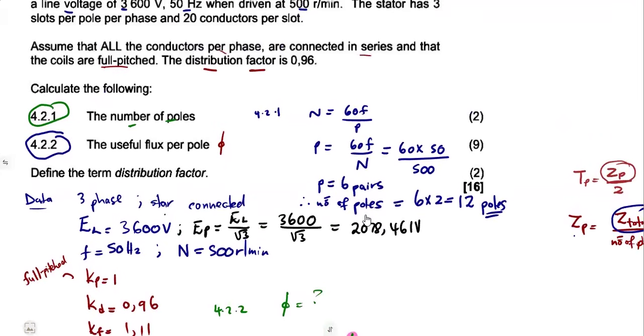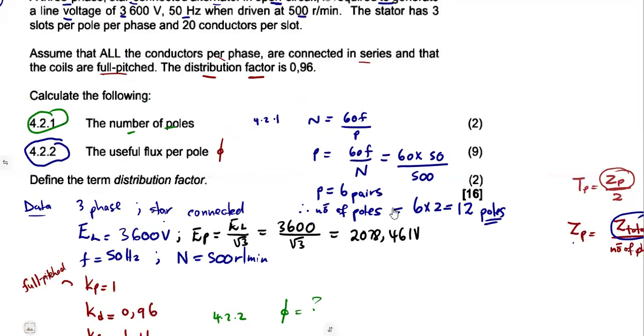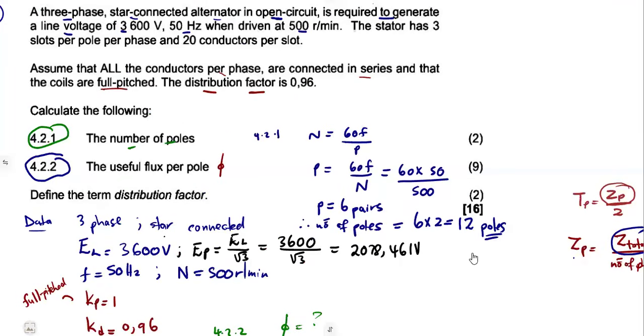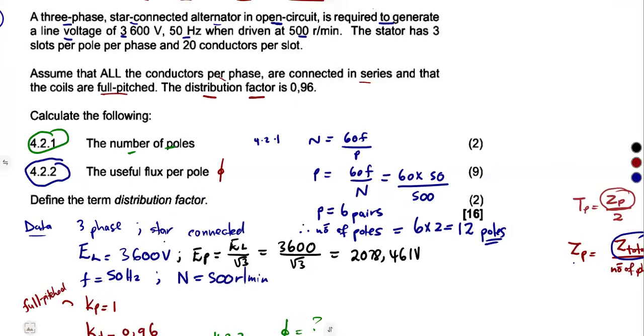There's something that I see that I left here. All right, it is exactly here. I see it here. The stator has 3 slots per pole per phase and 20 conductors per slot. So it is important that when you take your information, guys, take everything.